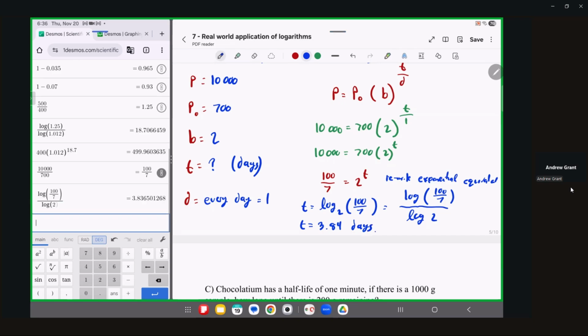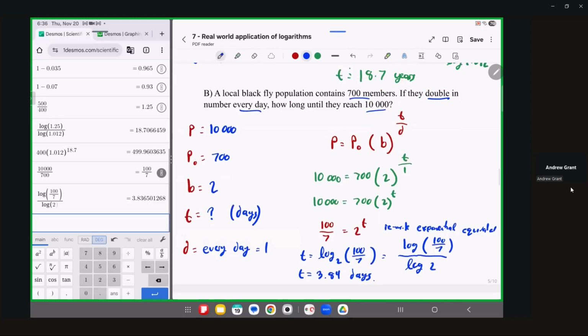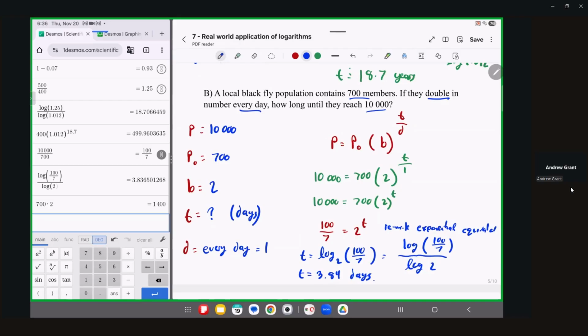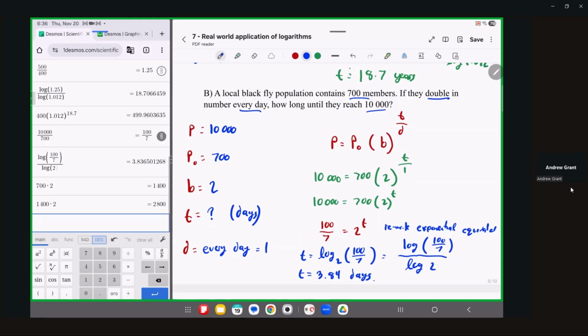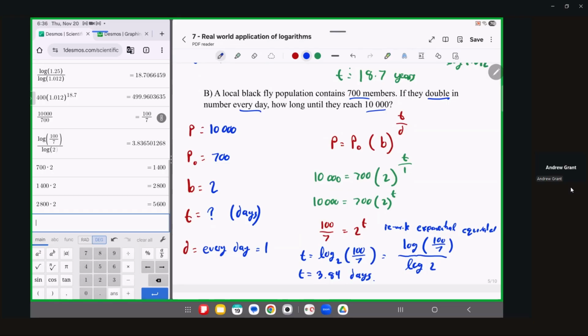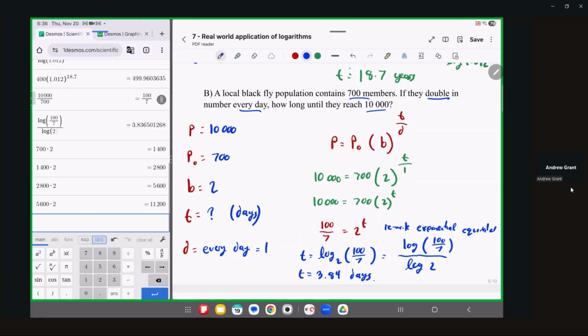You might be thinking, that sounds like it happens pretty quick. Well, if you think about it, if we start with 700, at the end of day one, there's 1,400. At the end of day two, there's 2,800. At the end of day three, there's 5,600. And at the end of day four, we're over 10,000, which is why it's about 3.84, because it's not quite 4, but it's pretty close to it. Okay. Let us continue.